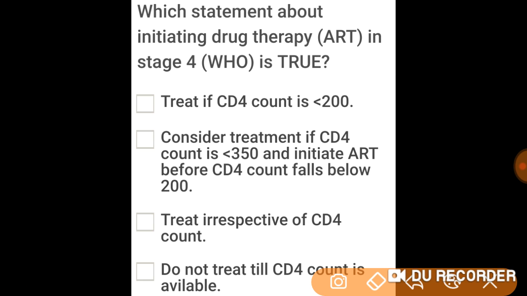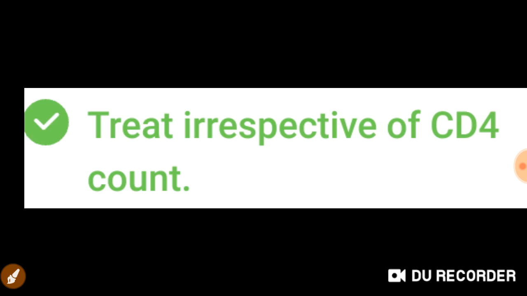Which statement about initiating drug therapy ART in stage 4 WHO is true? Treat if CD4 count is less than 200, consider the treatment if CD4 count is less than 350 and initiate ART, treat irrespective of CD4 counts, do not treat till CD4 count is available. I hope this is the answer.